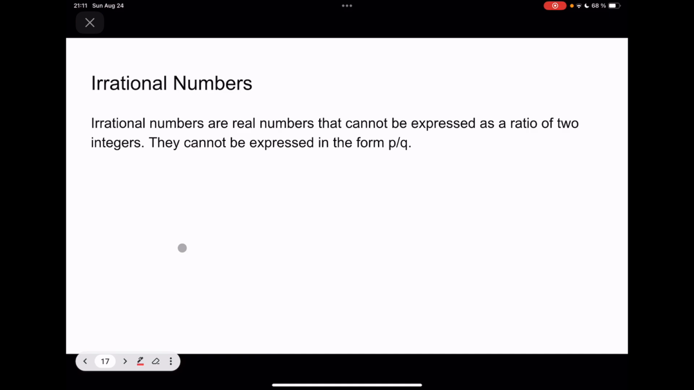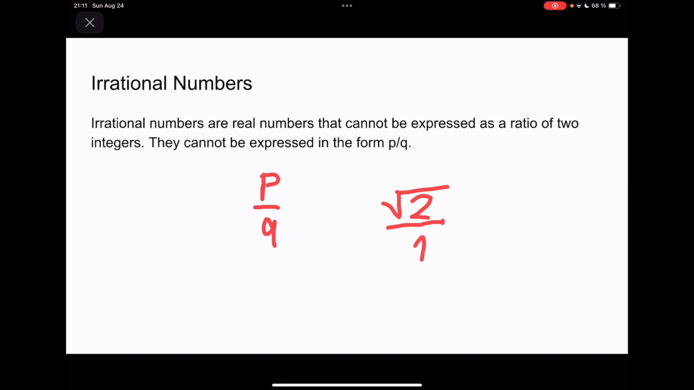P over q, okay? We learned that p is an integer and that q is a non-zero integer. As you already saw from the next slide, which got spoiled, root 2 is an example of an irrational number. I would say you can't make root 2 a ratio. I guess you could say root 2 over 1.